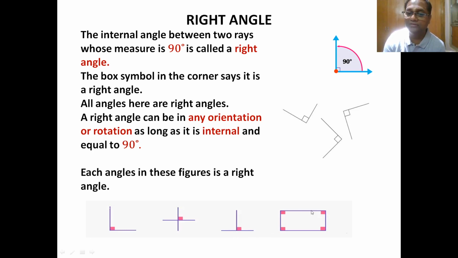Now here in this rectangle, all four corners are equal to 90 degrees. You can see the orientation of the angle opening towards left facing down, opening towards left facing up, opening towards right facing down, opening towards right facing up. Yet the orientations are different, but all four corners are equal to 90 degrees.